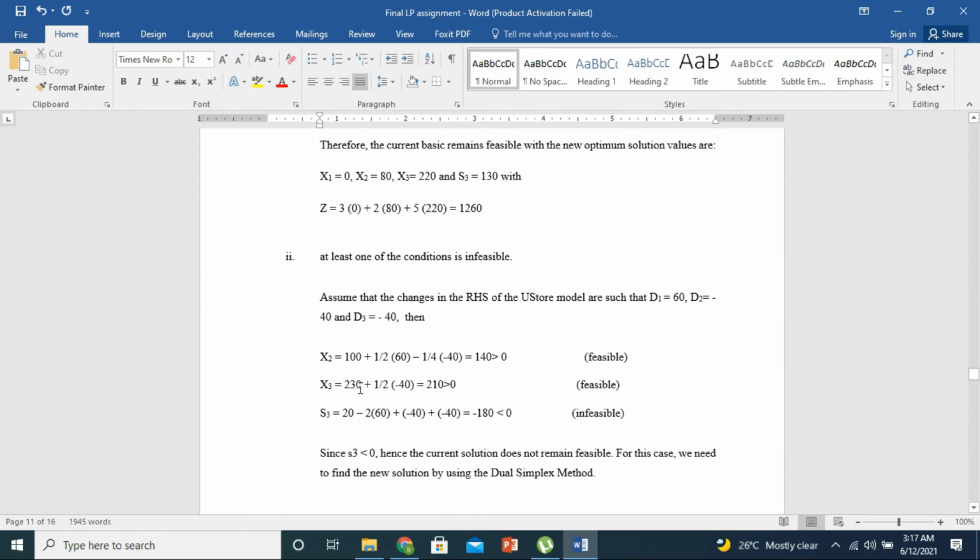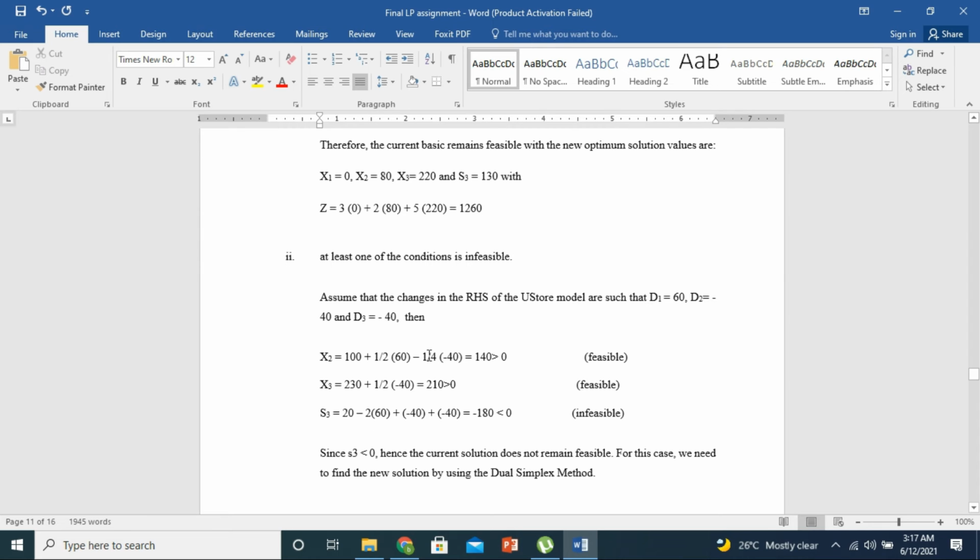For S2, again we get 140, which is bigger than 0, so it is feasible. For S3, we get 210, bigger than 0, so it is feasible. And for the last one, which is the main focus of this question, we get negative 180, which is smaller than 0.